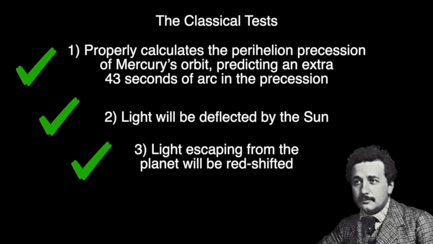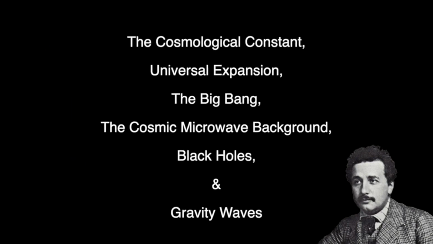Einstein's theory of general relativity was also able to predict the cosmological constant, universal expansion, the Big Bang, the cosmic microwave background, black holes, and gravity waves, all of which have been demonstrated beyond a reasonable doubt today.